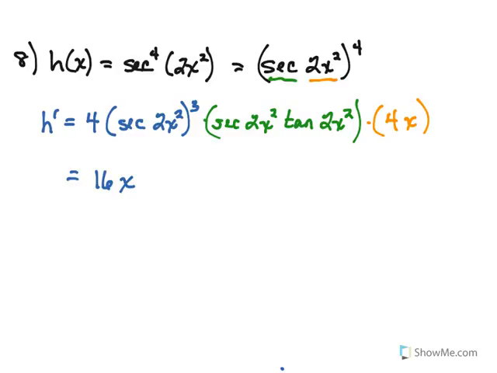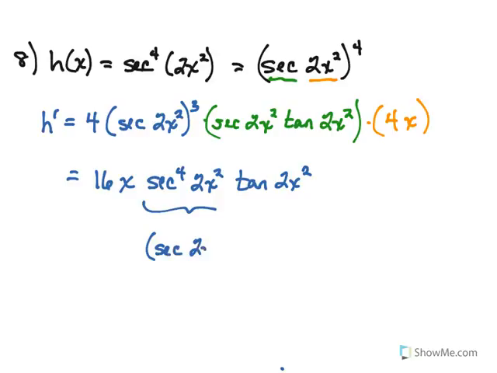Notice how many secants we have. We seem to have 4 of them because we have that secant cubed, but then we have times another secant. So what we really have is secant to the 4th of 2x squared, and then we have that tangent of 2x squared. Now if you prefer to write this part as the quantity to the 4th power, if it just seems to help you out a little bit more, that's perfectly acceptable as well. So hopefully this gives you some really good idea of how to work with the chain rule in order to find derivatives of functions.